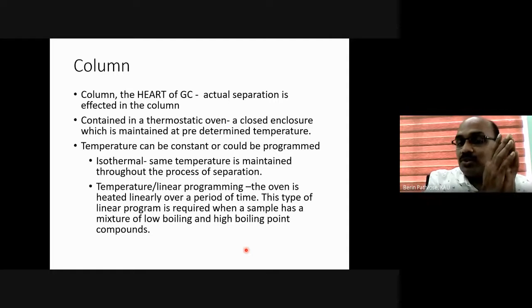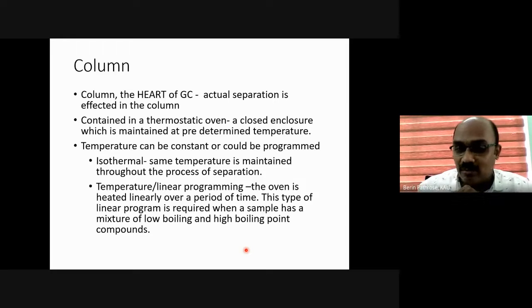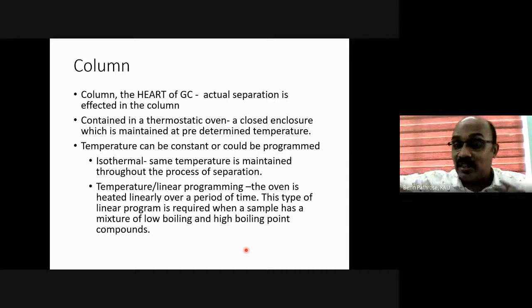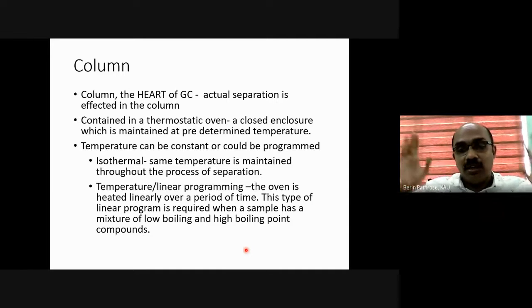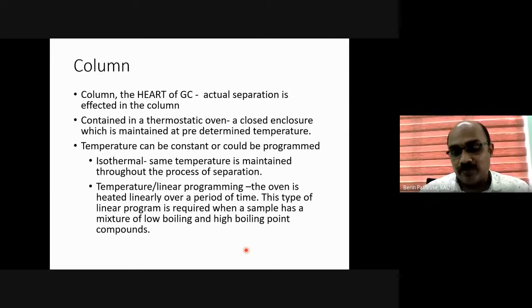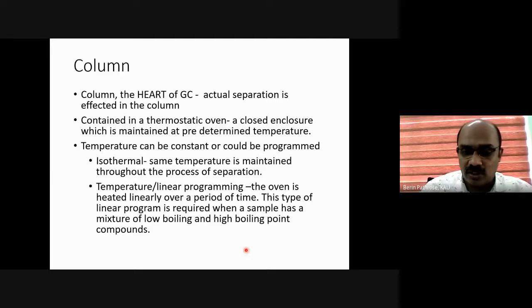So your column also you can slowly raise the temperature. Initially the column will be at say 125, then raise it to 175, then raise it to 300, so that based on the boiling point of the compound also we can separate it out. Because if you have a mixture of two compounds, one with a boiling point of 100 and another with a boiling point of 300, you have to keep the injector temperature at 300 invariably.